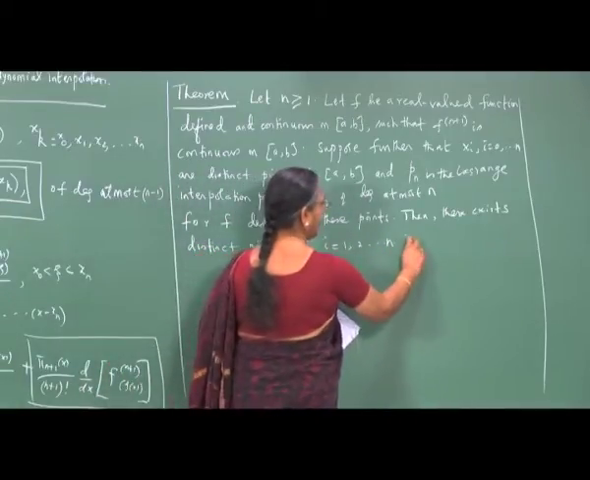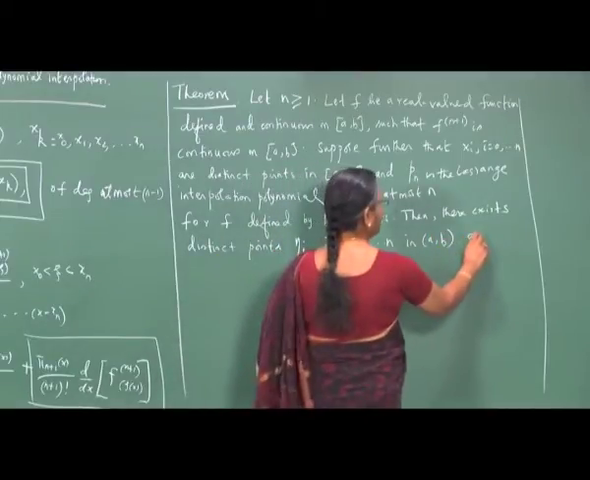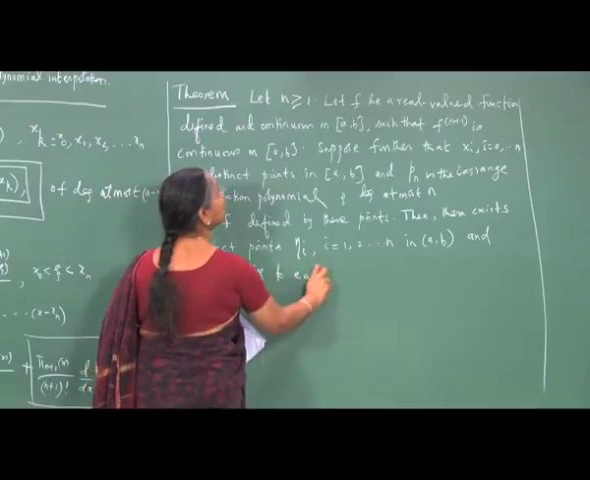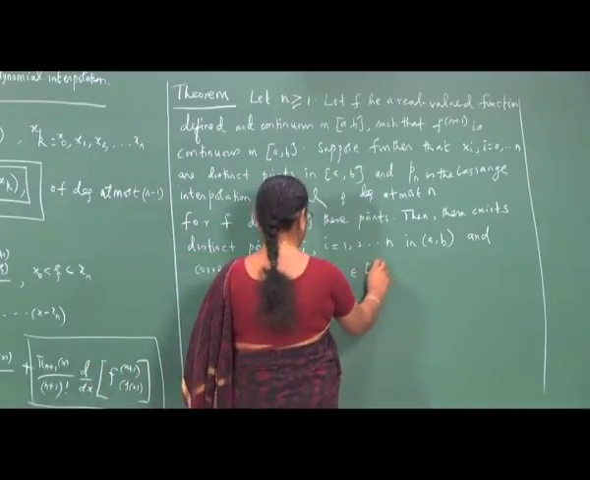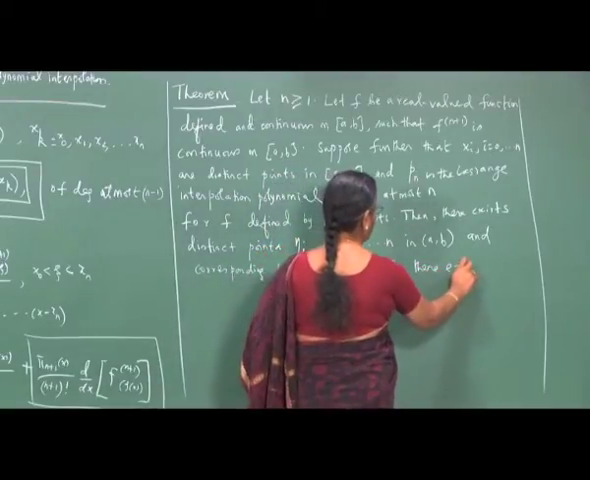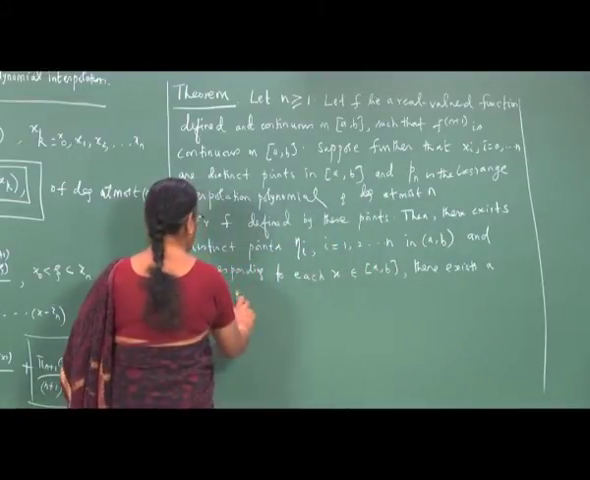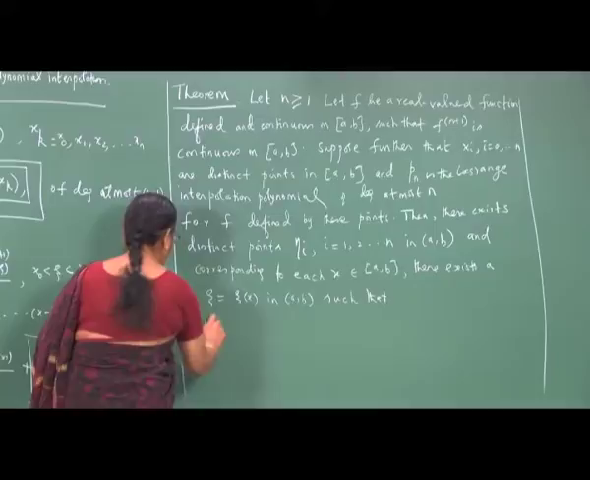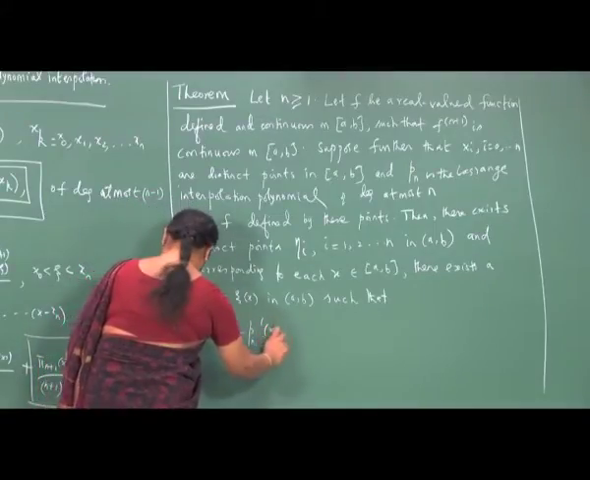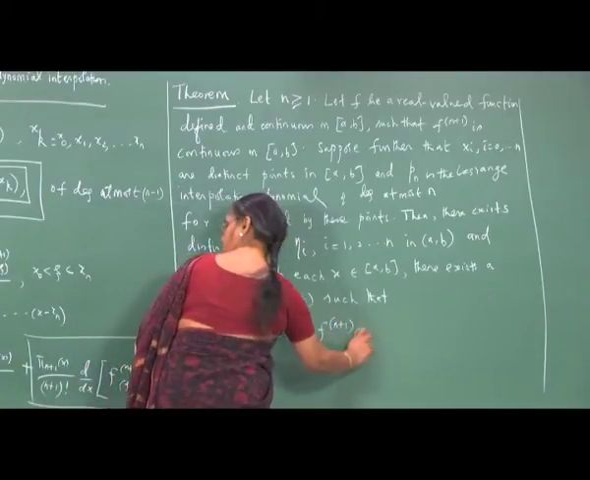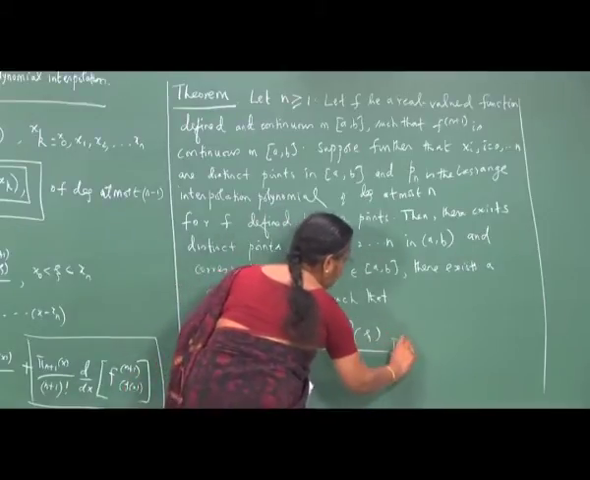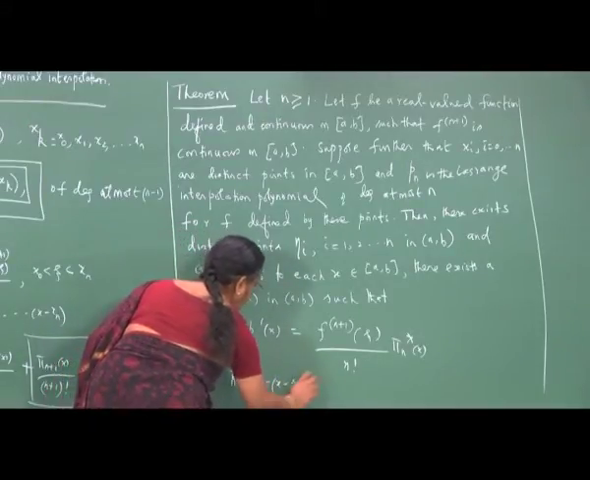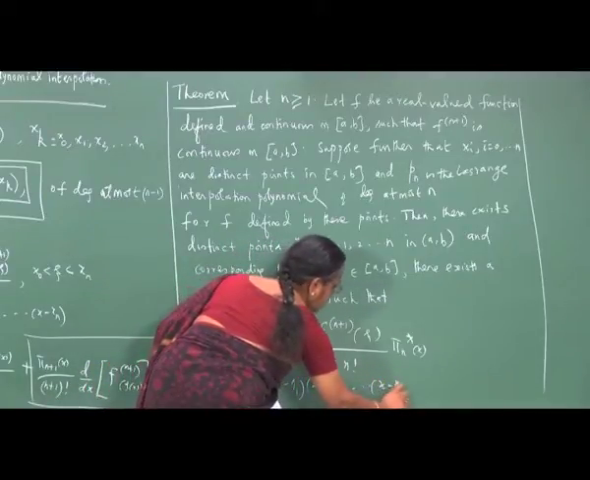There are n points eta i in the open interval (a, b), and corresponding to each x in the interval [a, b], there exists a psi depending on x in the open interval (a, b) such that the difference between f' of x and P n' of x is given by the (n plus 1)th derivative of f at psi divided by n factorial into pi n star of x, where pi n star of x is (x minus eta 1) into (x minus eta 2) and so on up to (x minus eta n).